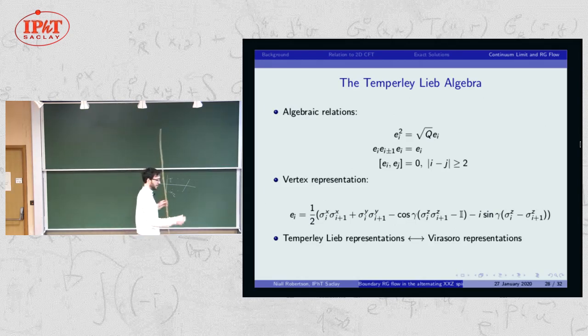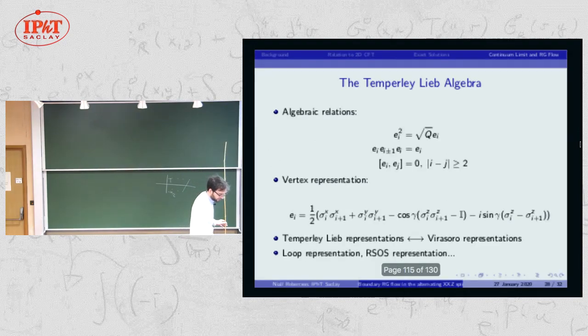Just as an aside, I want to say that in general, there is this pretty intimate relationship between Temperley-Lieb algebra representations on the lattice and representations of the Virasoro algebra in the continuum limit, which means that whenever we have a Hamiltonian of this kind that is entirely written in terms of these e_i, we can look at the different representations of that Hamiltonian and very often derive new results about conformal field theory and about representations of the Virasoro algebra, which is essentially what we're doing here. So it was just a very general aside comment.